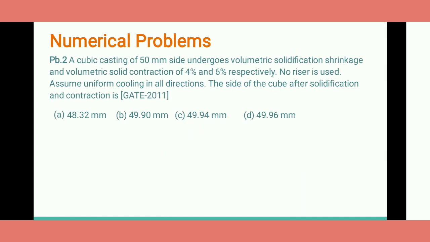Next, this is also a wonderful problem that has been asked in GATE 2011. A cubic casting of 50 mm side undergoes volumetric solidification shrinkage and volumetric solid contraction of 4% and 6% respectively. There is no riser used. Assume uniform cooling in all directions. The side of the cube after solidification and contraction is, okay.